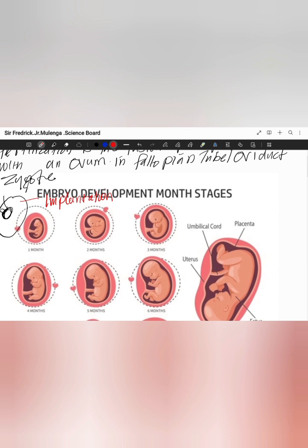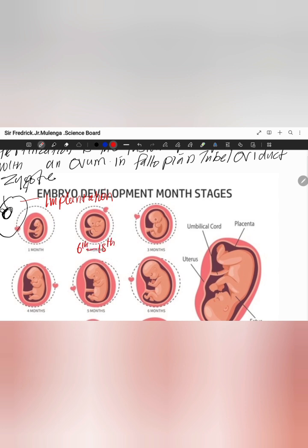In the first month, of course, there will be some improvement, increasing the number of cells. The cells actually increase in number: 2, 4, 8, 16, and so on. Just like that, it starts increasing. Now, after 2 months, if I were to put those in weeks, it could be the 6th to 8th week.